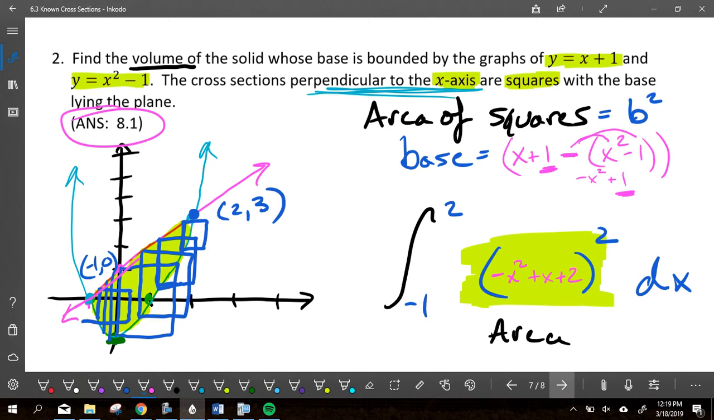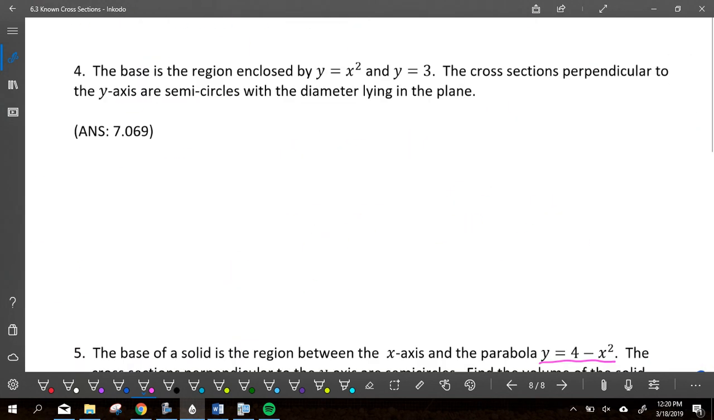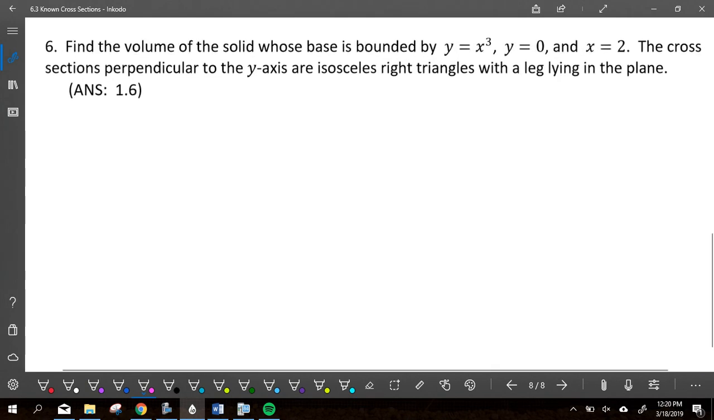So the front side is all with respect to x. If you need some more practice with that, it's available to you there on the front. The back side's a little bit harder because on the back side, we are doing them with respect to y. So on the back side, let's go down to number 6 and see what we can do with that one. Find the volume of the solid whose base is bounded by y equals x cubed, y equals 0, and x equals 2. The cross sections perpendicular to the y-axis are isosceles triangles with a leg lying in the plane.